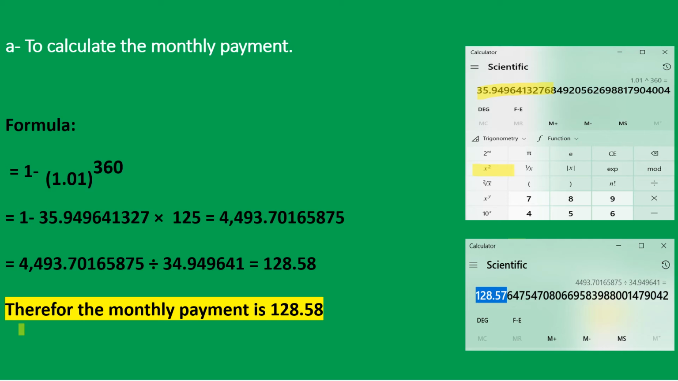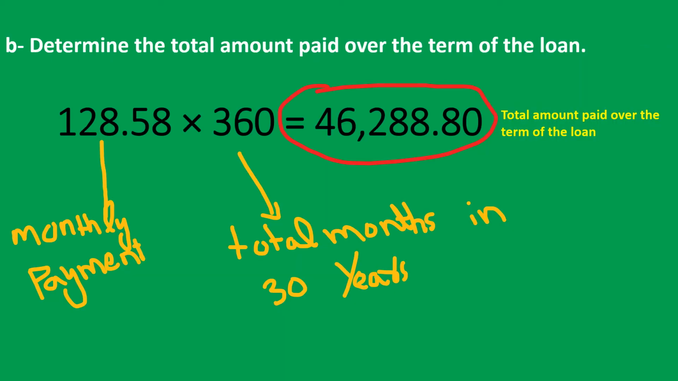After all the multiplication of this equation for the A part, our monthly payment is $128.58 that we pay for this loan. You can see the multiplication that I did on the right hand side, and the answer that we got is $128.58.